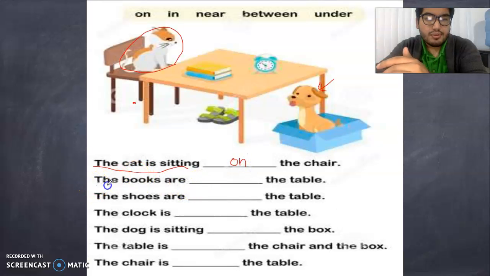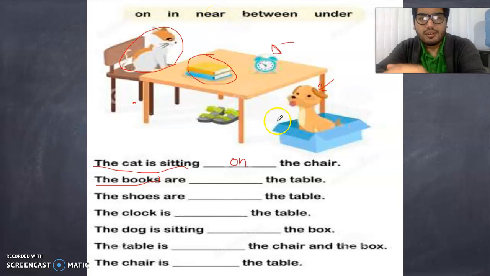Let's see. The books are. Where are the books? Is this the book? No, that's not the book. The books are these ones, the yellow and blue. The books are. Do we say near? No. We say on because they are on the table.